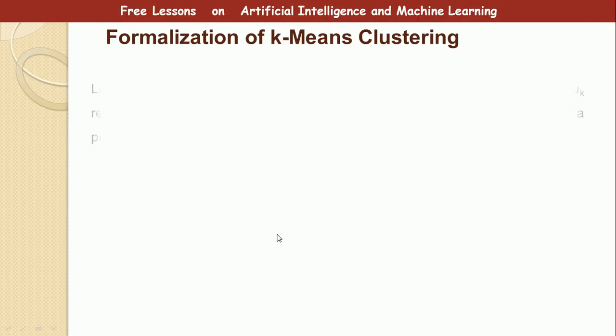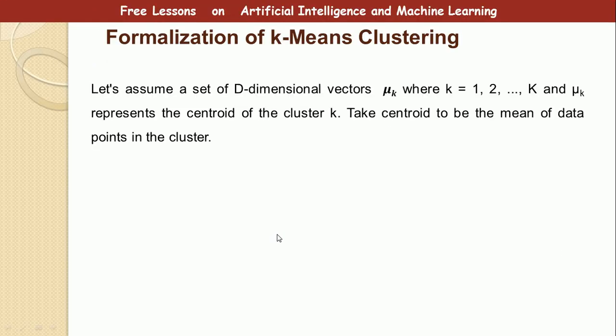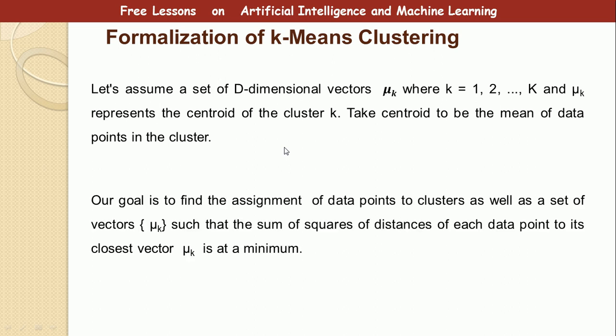So if we go back, for each of the clusters, we have the mean of all the data points in that particular cluster. So the goal now is to find the assignment of data points to clusters as well as a set of vectors such that the sum of squared distances from each data point to its closest vector is at the minimum.